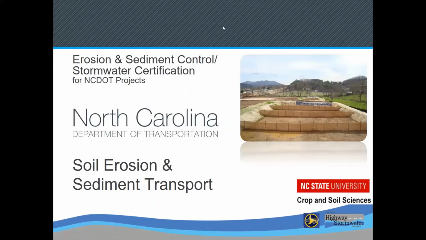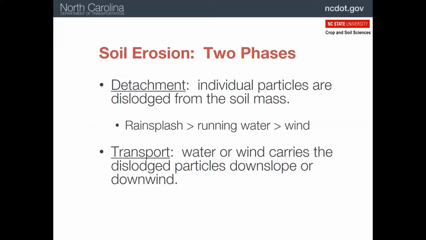All right, great. Well, this is module 2, and we're going to talk about soil erosion and sediment transport. The process of erosion occurs in two phases. The first phase is detachment. This is when the individual particles of soil get dislodged from the soil itself.